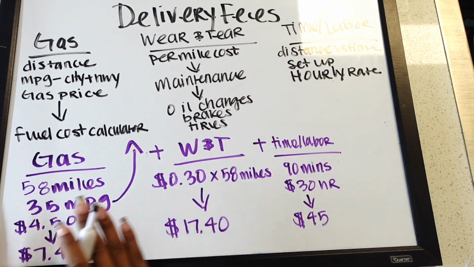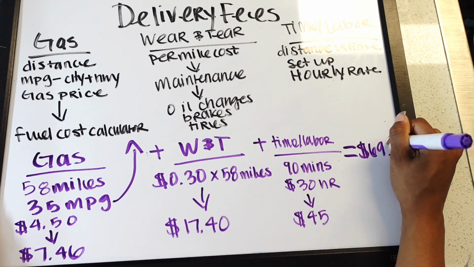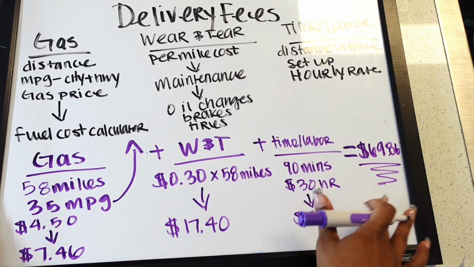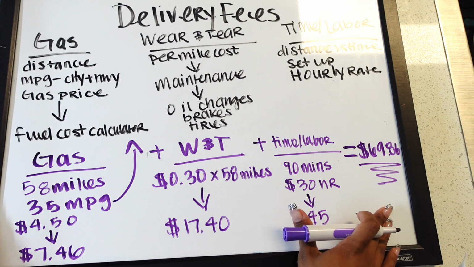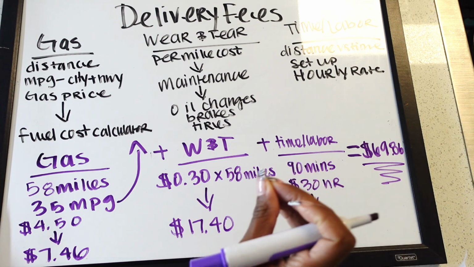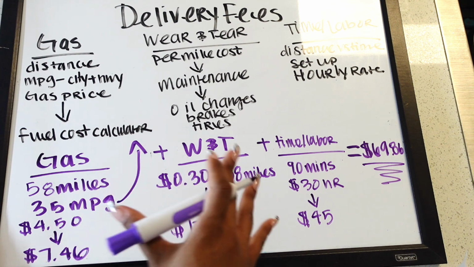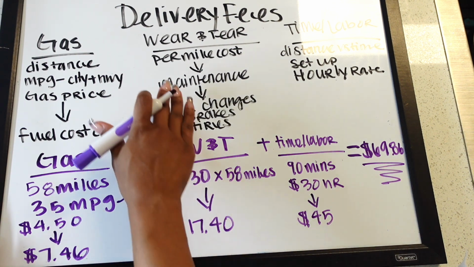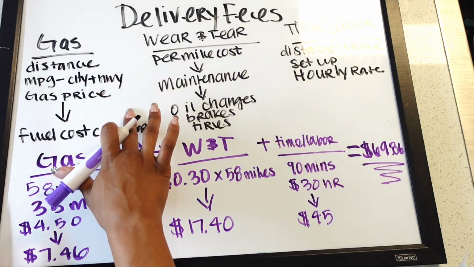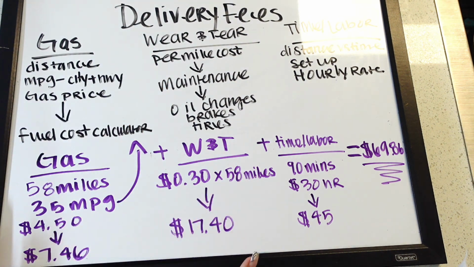Now that I've calculated everything, I'm going to add that all up, and that's going to give me $69.86. This is how much I should be charging for this specific delivery. I know this seems like a lot of steps, but trust me, if you create a formula and you just drop these numbers in there when you're quoting prices, it's really not that much. As long as you know your numbers, you know how much you want to charge per mile, you know how much your hourly rate is, and you Google how much your gas price would be and the distance would be, it's really not that much work.